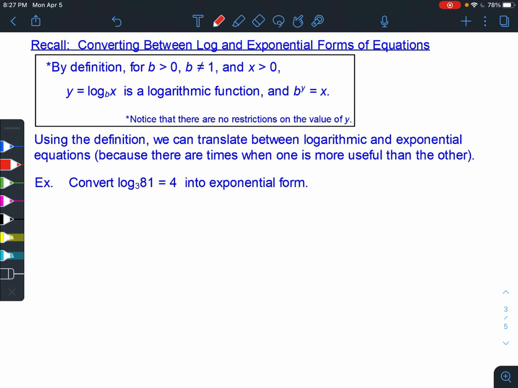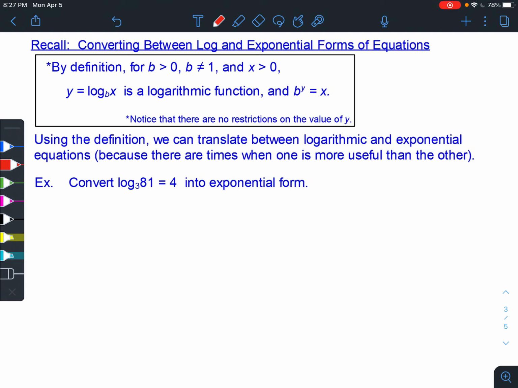Now, to move on with the second half of the assignment, we're going to be converting between log and exponential forms of equations. So the definition there: if I've got b greater than 0 and not equal to 1, and x greater than 0, then y equals log base b of x is the same exact thing as saying b to the y equals x. Now, there's no restrictions on y. We talked about that before.